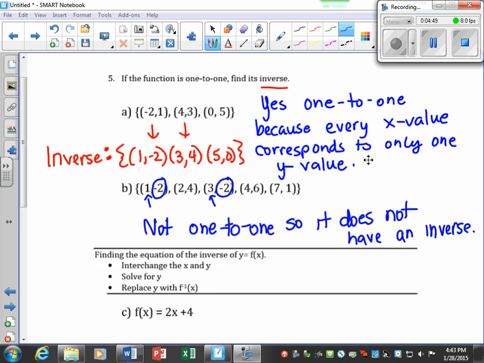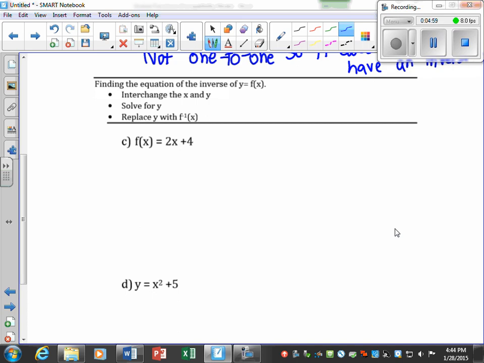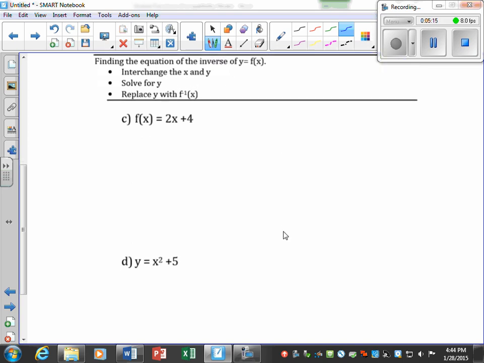So we pretty much just looked at inverses for some ordered pairs and some relations up here. Now we're going to be actually given a function and then asked to find the inverse. There's a little bit of a process to this. If we find the equation of the inverse, the first thing we're going to do is interchange the x and the y, solve for y, and then replace y with f inverse of x. So let's see these steps.